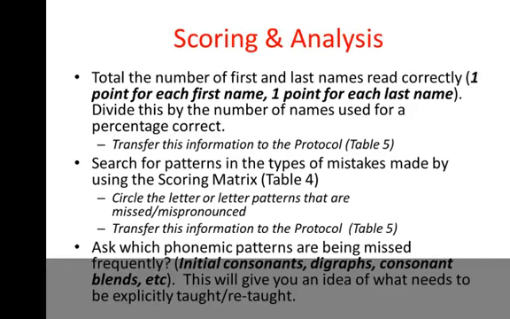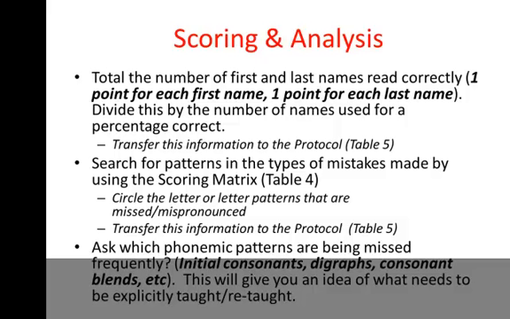Now, once you have administered it and you're ready to score it, the first thing you want to do is total the number of first and last names read correctly. Remember, there are 35 first and last names with a 70 points total, meaning 1 point for each first name, 1 point for each last name. You're going to add this total number of points up and divide this by the number of names used.